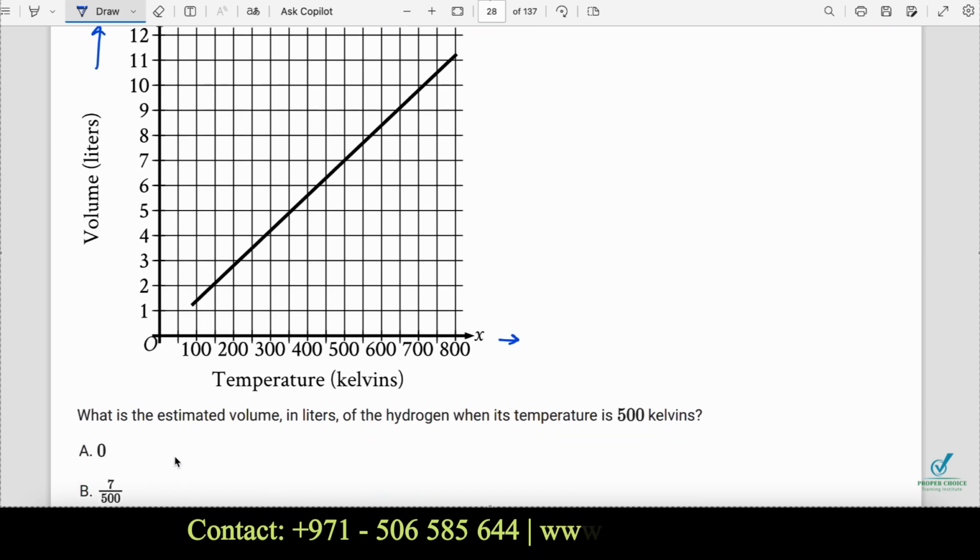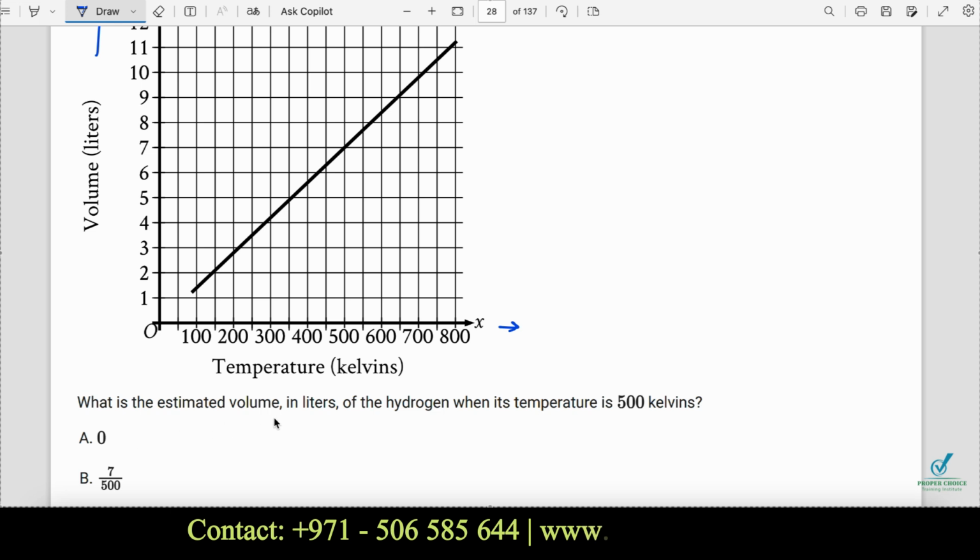Now the question says, what is the estimated volume in liters of the hydrogen when its temperature is 500 Kelvin? It's simply reading the graph, and this is the line of best fit or estimated. When the temperature is 500 Kelvin, you should go towards the line, and where that line intersects the drawn one, that is the estimated volume at that point.